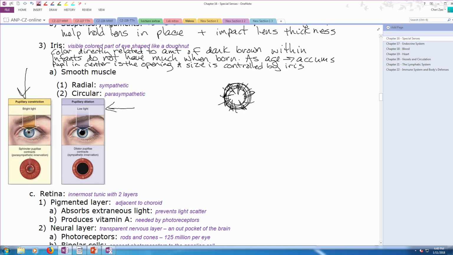It's important to figure out a way to link sympathetic and parasympathetic to which muscles are being contracted. And sympathetic, remember, is fight or flight, right? Parasympathetic is rest and digest. So I want to ask you, will you see more of the world with a dilated pupil or a constricted pupil? Dilated pupil. And if you're running from the bear, do you want a dilated pupil or a constricted pupil? Dilated.